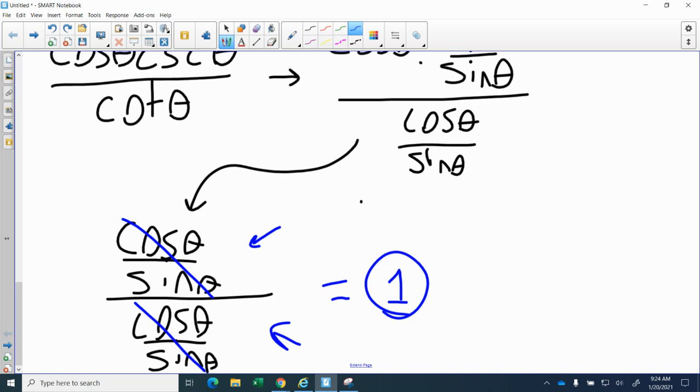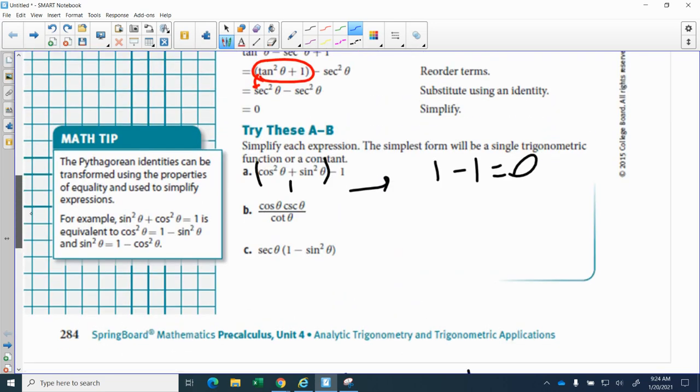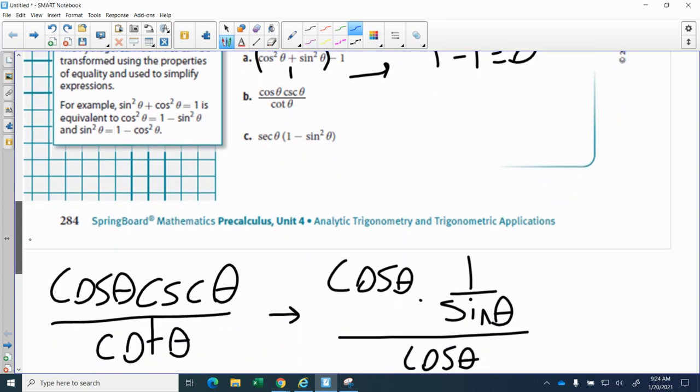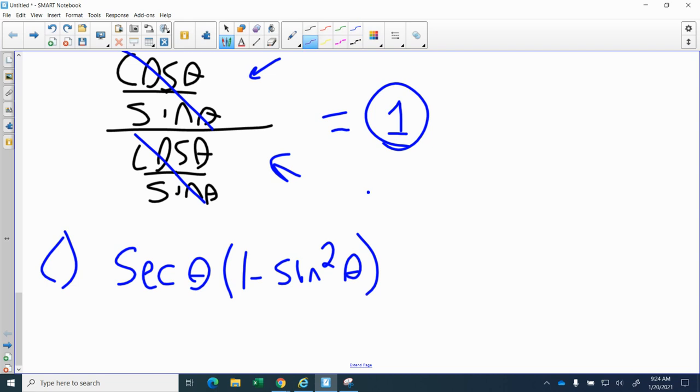Okay? Let's go ahead and look at one more. Let's look at letter C. Letter C is going to be secant of theta times 1 minus sine squared of theta. So we have secant of theta, and then we have 1 minus sine squared of theta. Okay? And for this one, I'm going to show you a little trick here. So I'm going to draw a little squiggly line on it so we can talk about a couple of things.